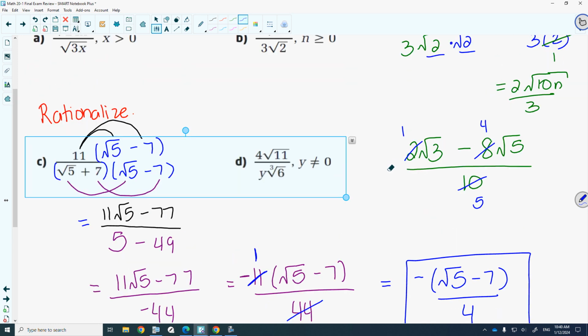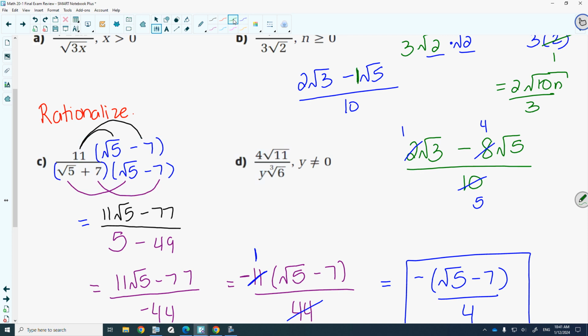What I wouldn't be able to do is if I had 2 root 3 minus root 5 over 10, this can't be reduced because in front of this 5, I have a 1. So my numbers here are 1, 2, and 10. 1's the lowest factor, so this could not be reduced. This one could be reduced.